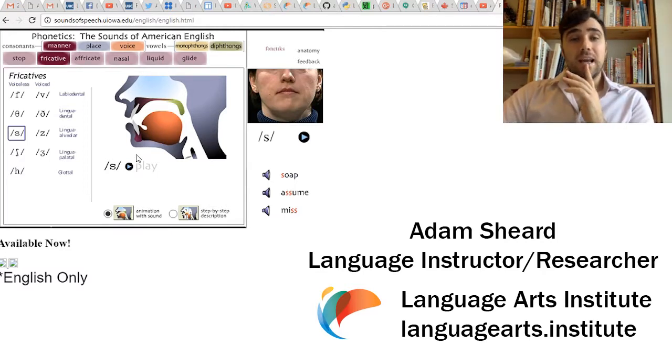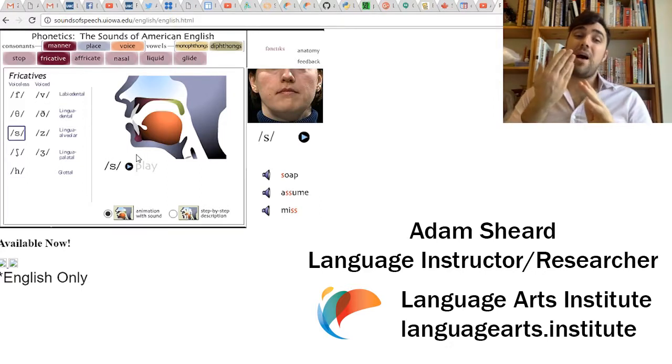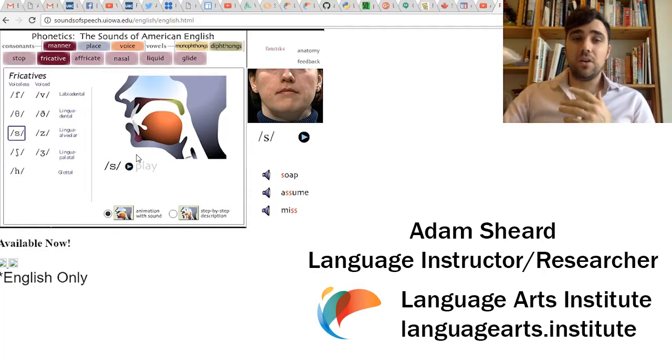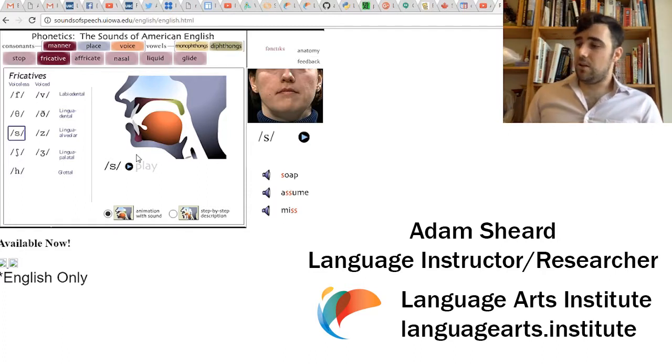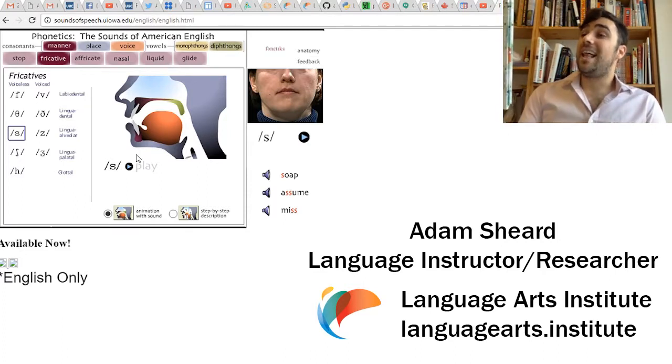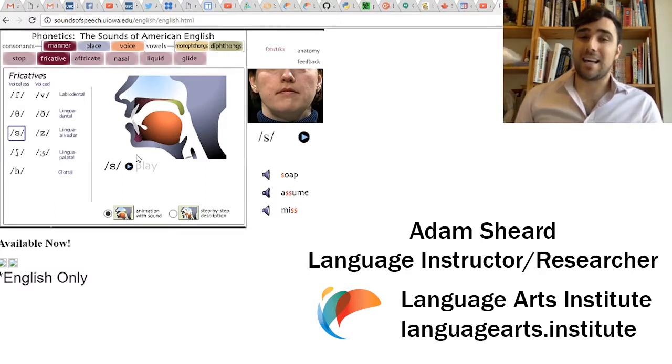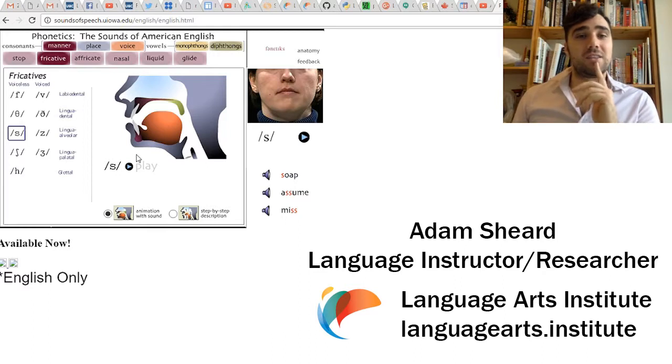Our tongue is not going to be right underneath the teeth. It's not right behind the teeth. It's a little bit behind that. So if you look into your mirror, I'll look into my mirror here, and I can see that my tongue is just a little bit further back than it was when we did the th and th sound. Okay? So let's try this together. Ready?